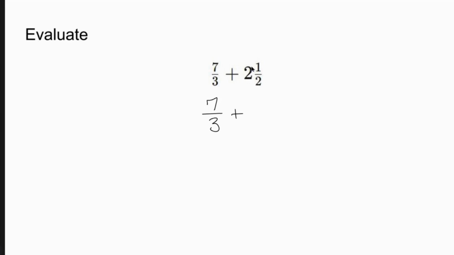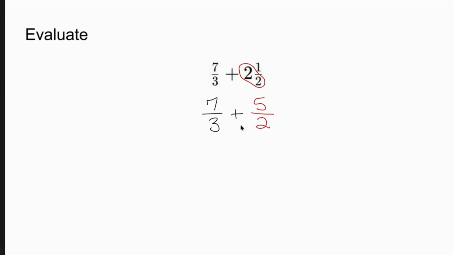Well, multiply the whole number that lives out in front by the denominator which lives on the bottom. 2 times 2 is 4. Take that 4 and add it to the numerator. So 4 plus 1 is 5. That becomes your new numerator. Keep your old denominator of 2. Now we have 7/3 plus 5/2.